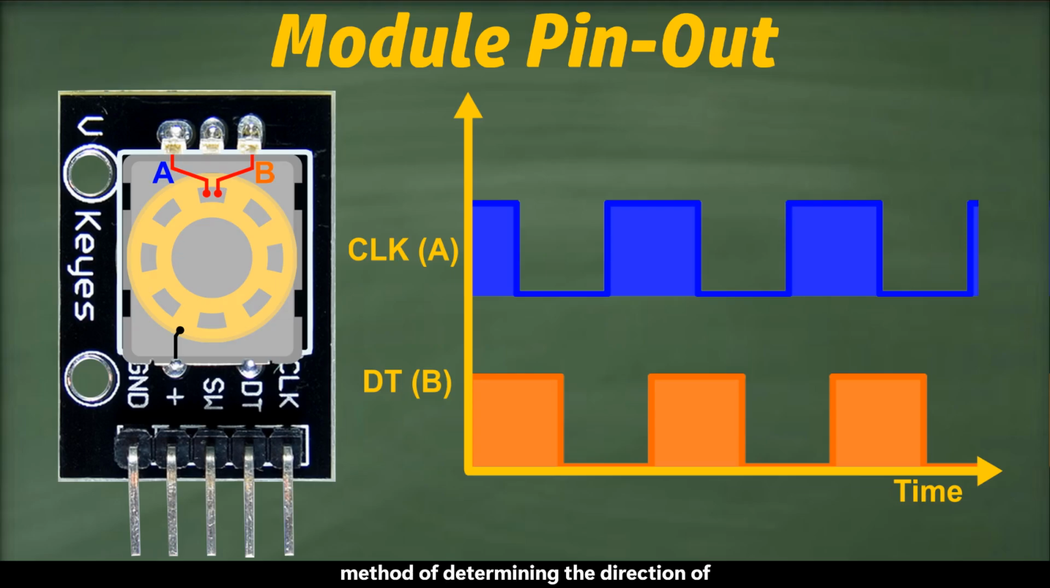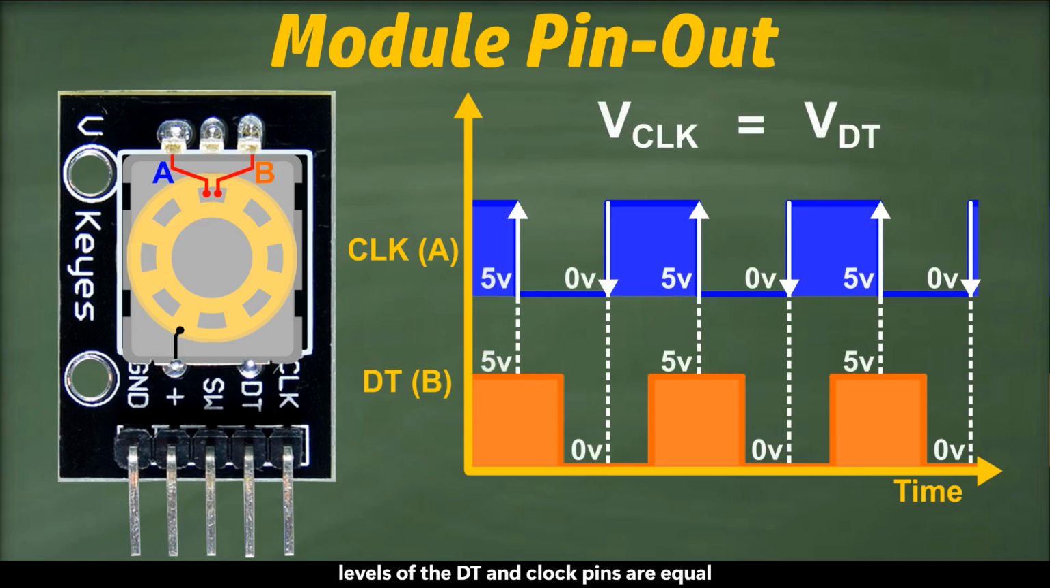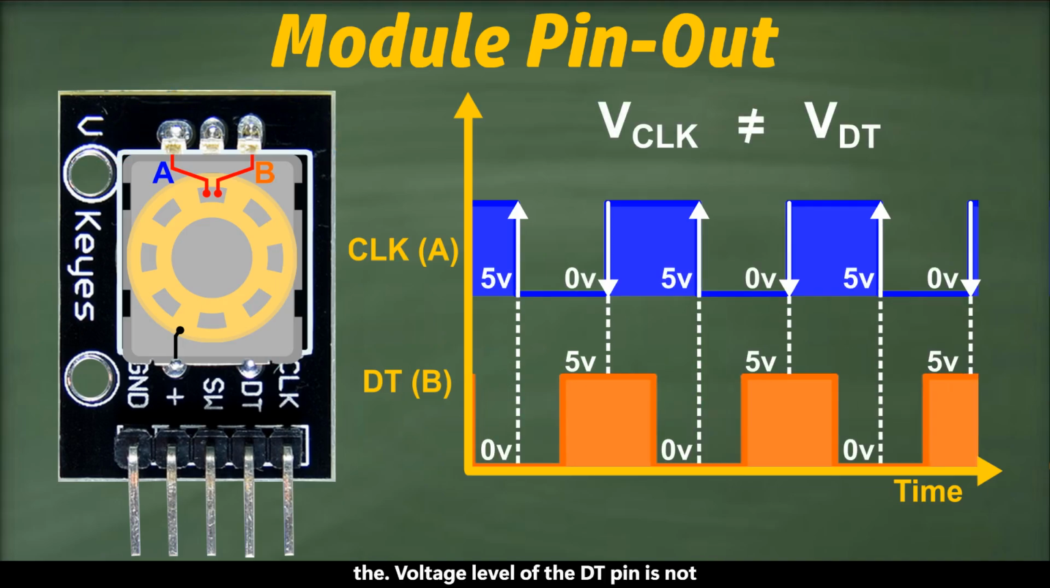Another method of determining the direction of rotation of the encoder is by observing the state of the DT pin whenever the clock pin changes state. If the voltage levels of the DT and clock pins are equal when the clock pin changes state, the knob is being turned counterclockwise. If the voltage level of the DT pin is not equal to the clock pin when the state changes, the knob is being turned clockwise. Remember this logic as we will implement this same logic in the code.